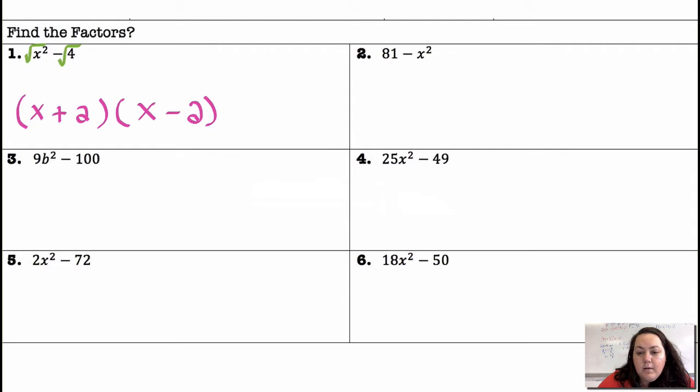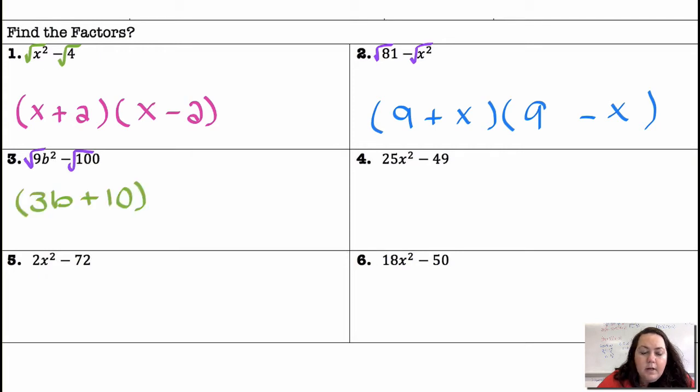81 minus x squared. One of my factors is going to be a plus, one a minus, and I take the square root of both terms. The square root of 81 is 9, and the square root of x squared is x, so it's going to be 9 plus x and 9 minus x. Next, 9b squared minus 100. The square root of 9 is 3, the square root of b squared is b, and the square root of 100 is 10. So it's going to be 3b plus 10 and 3b minus 10.